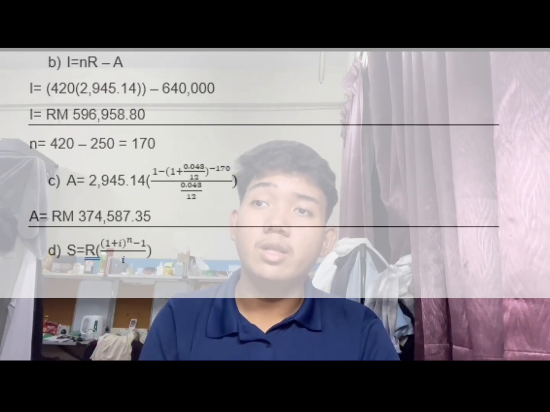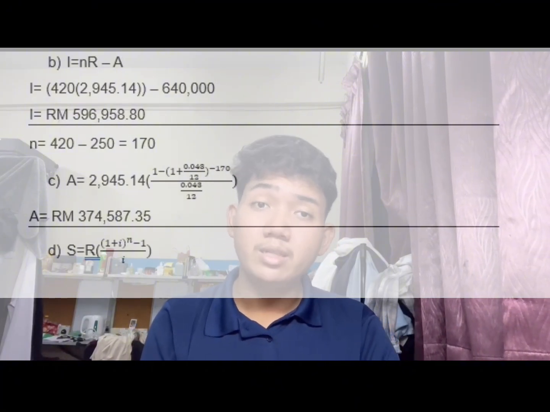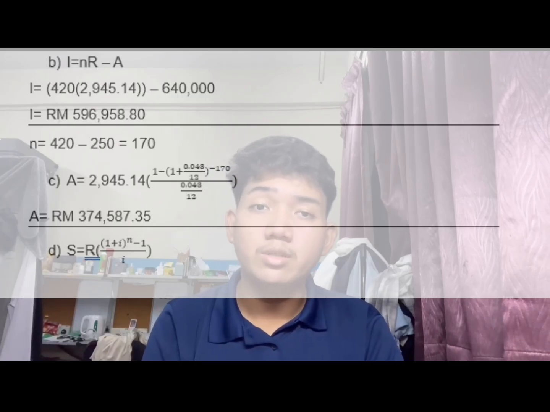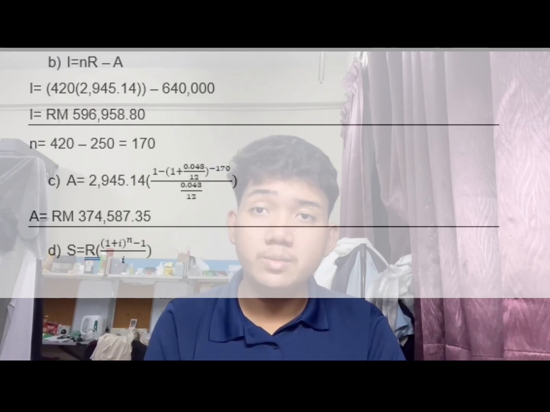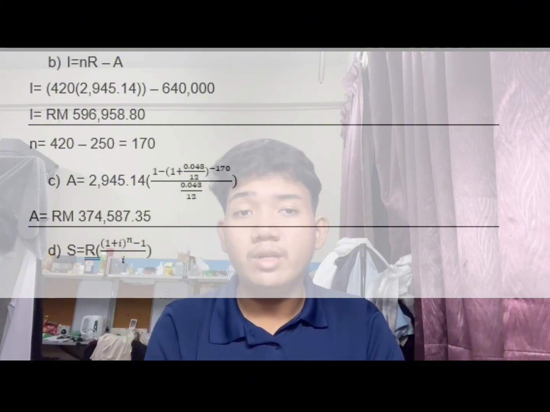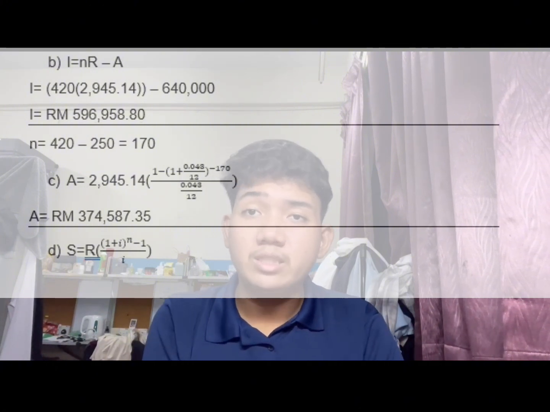The last question is, if Rizal missed his first 3 monthly payments, how much must he pay on the 4th month to clear all arrears? The formula that we use is S equals R times ((1 + i) to the power of n minus 1) divided by i. Next, S equals 2,945.40 times ((1 + 0.043 divided by 12) to the power of 4 minus 1) divided by 0.043 divided by 12. And we get the final answer of S equal to RM 11,844.30.